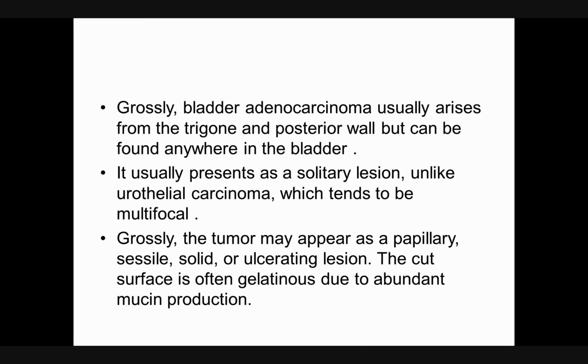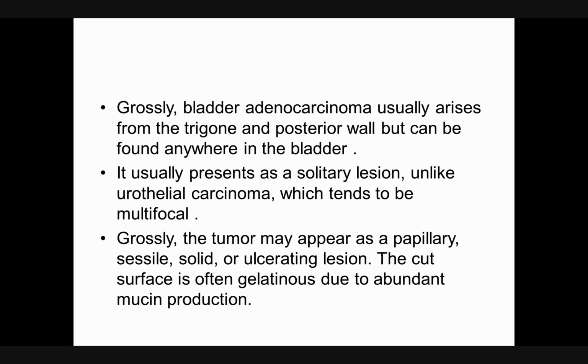Grossly, bladder adenocarcinoma usually arises from the trigone and the posterior wall but can be found anywhere in the bladder. It usually presents as a solitary lesion, unlike the urothelial carcinoma, which tends to be multifocal. Remember, I told you this, that usually TCCs tend to be multifocal. NMIBC tend to be more multifocal than MIBC. And adenocarcinoma is usually one solitary lesion.